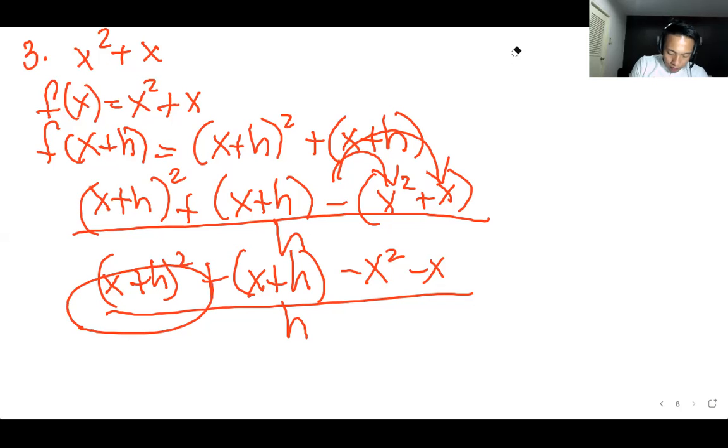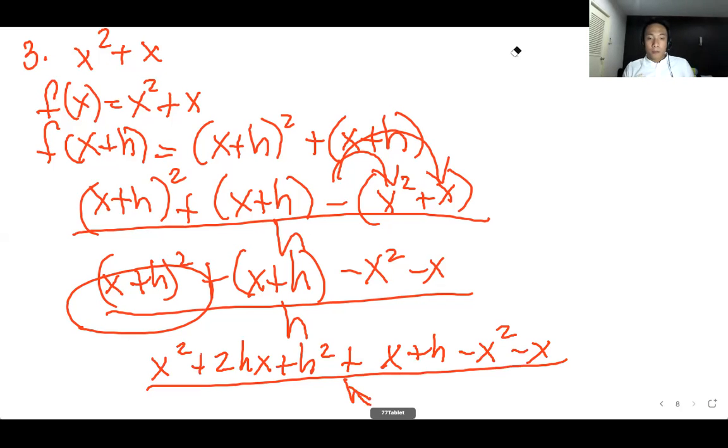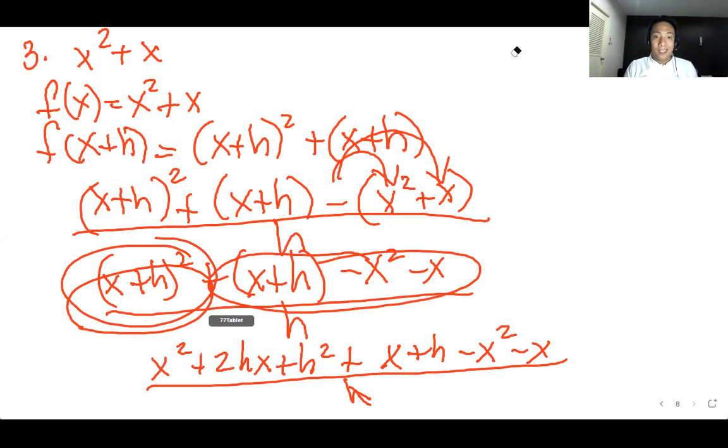So we have x squared plus 2hx plus h squared plus x plus h minus x squared minus x all over h. So this part I expanded, and then itong dalawang to pinagsama ko na lahat since hindi naman sila i-multiply. Ang kanilang operation is minus. So I put x plus h minus x squared minus x.